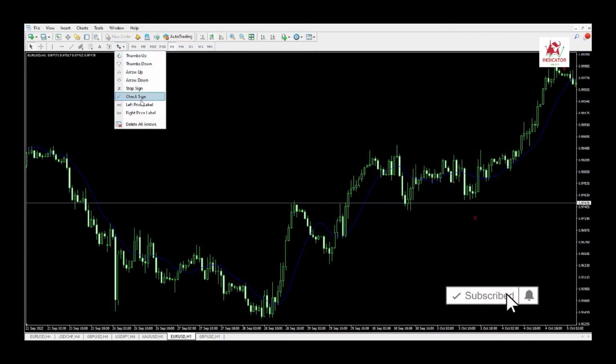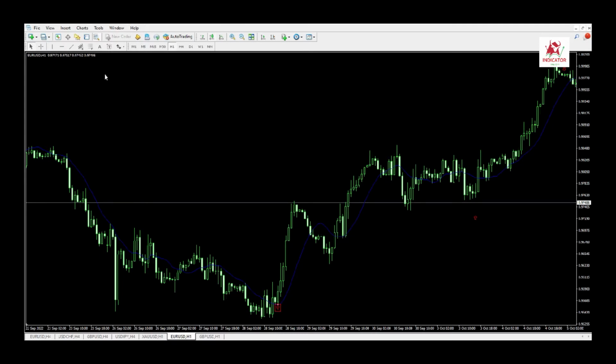This MTF moving average indicator can be used in various ways and used for trend analysis. Read on to find out how it works and to download it for free. Tips on how to use.